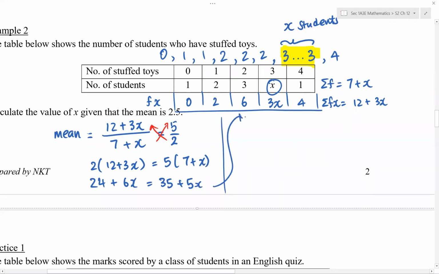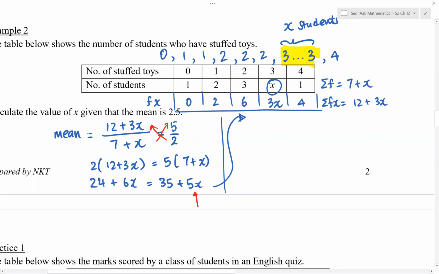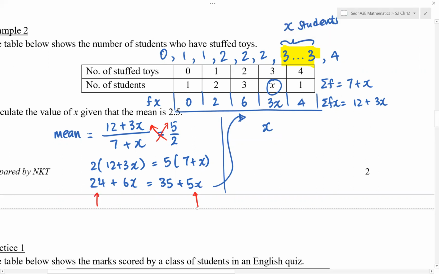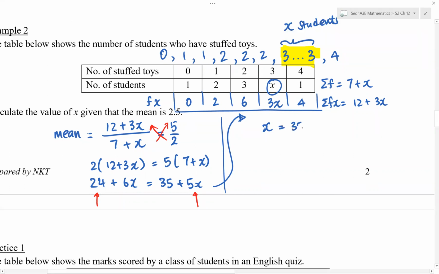Let's continue on the right hand side. So now what I'm going to do is to subtract 5x on both sides. Okay, my objective is to remove this 5x by subtracting it. So on the left hand side, 6x minus 5x leaves me with just x. I also want to, at the same time, get rid of 24. So I do that by subtracting 24. If I subtract 24 on the left side, I also must do the same subtraction of 24 on the right side. So 35 minus 24, which is 11. So we found the value of x, which is 11.